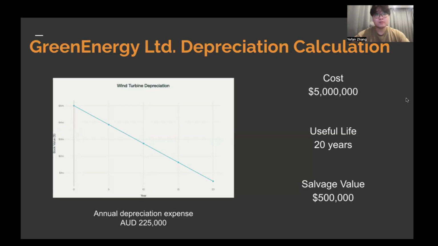Next, we divide the depreciable amount of 4.5 million by the useful life of 20 years, so the annual depreciation expense is 225,000 Australian dollars.